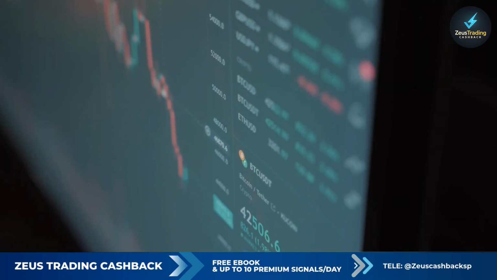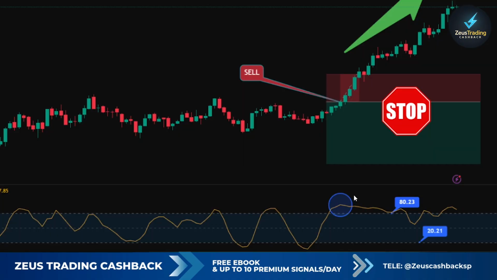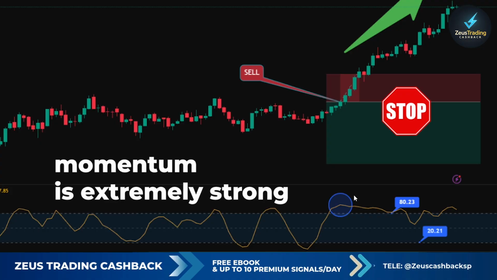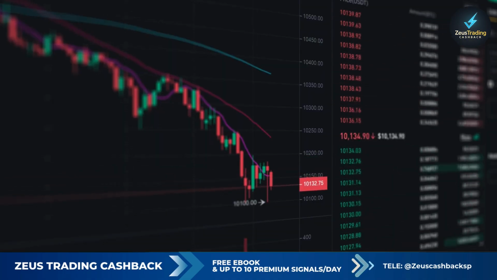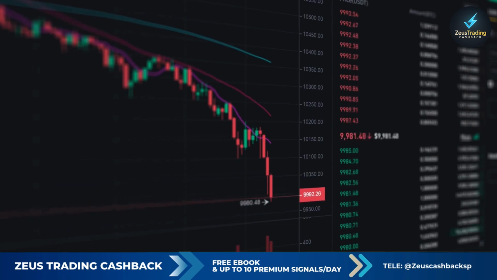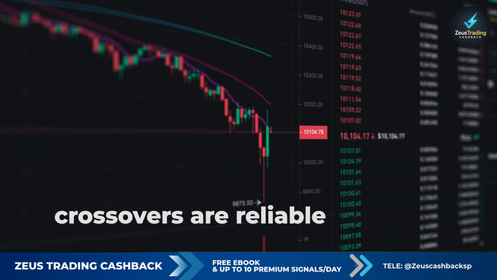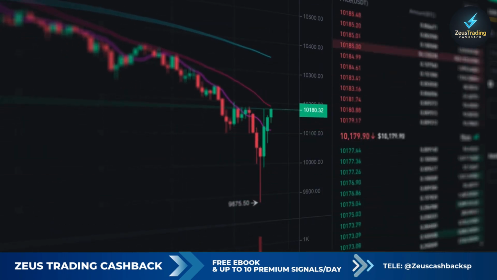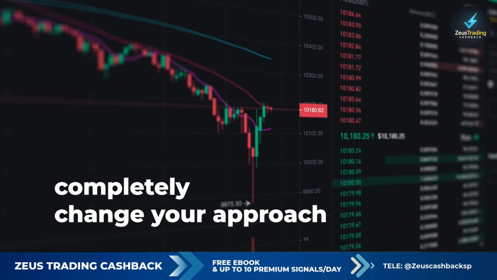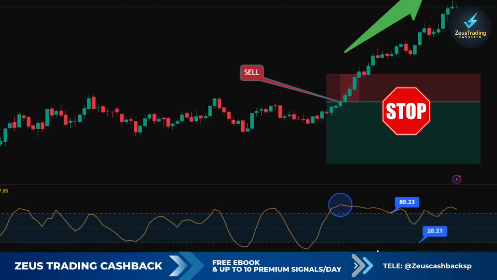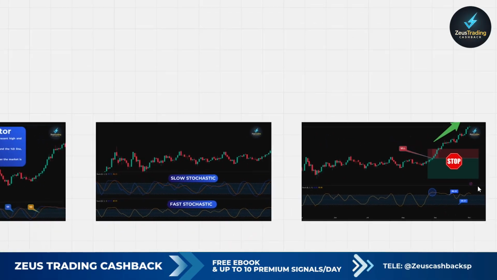Stochastic doesn't measure overbought or oversold. It measures momentum. When it stays above 80, it doesn't mean the trend is about to collapse. It means momentum is extremely strong, and the trend can last much longer than expected. This is why reading stochastic correctly requires context. In a ranging market, crossovers are reliable. In a trending market, you have to completely change your approach. That is the line that separates beginners from professional traders.